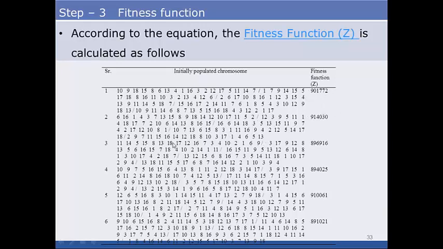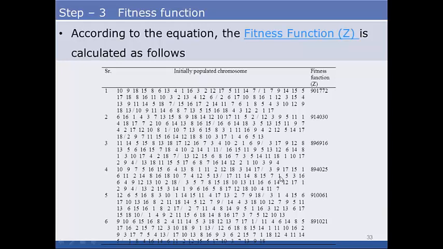For this particular chromosome, the answer is this. When the second chromosome is taken, the answer is this. Apparently the first chromosome is better than the second chromosome. We can see that the third chromosome, as its answer is less, is better than the first two. In this way, all those 50 chromosomes are evaluated for the given fitness function, whatever fitness function we have decided.